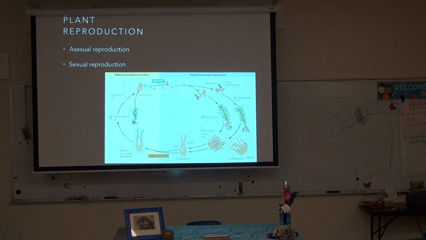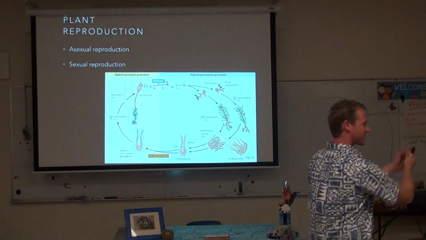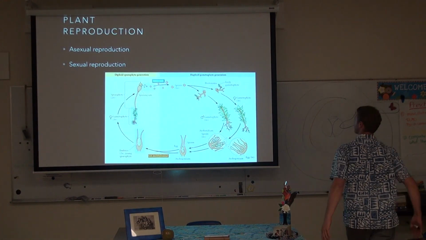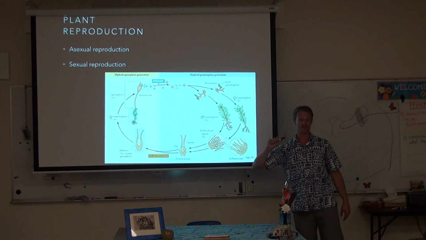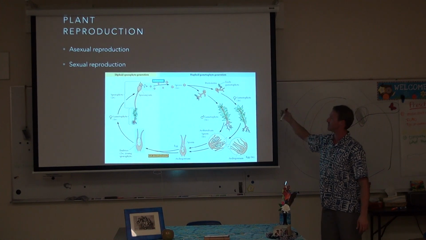Plant reproduction. Asexual reproduction. Plants will reproduce asexually without intercourse, without the fun stuff, and just do it alone. They also do sexual reproduction, which is in this table here.